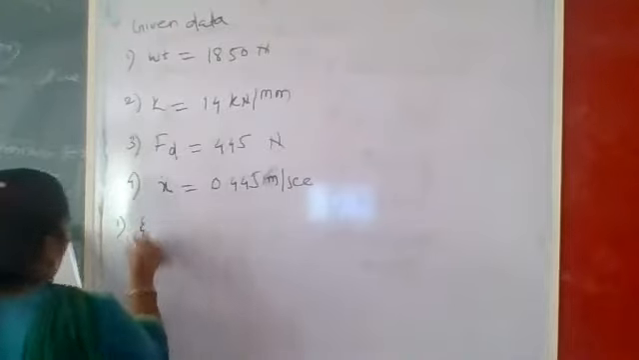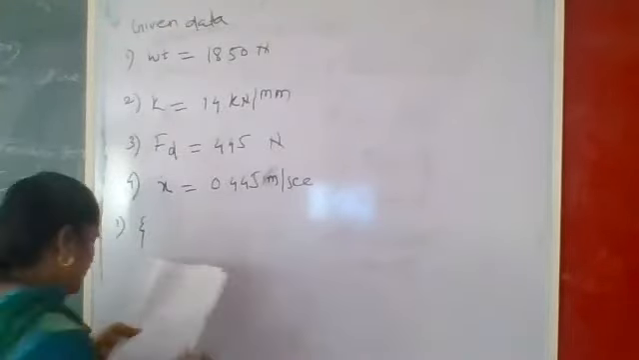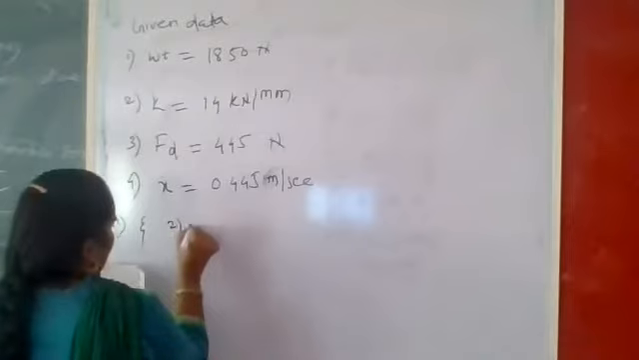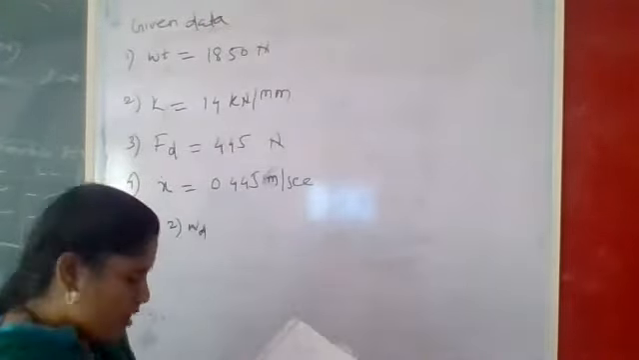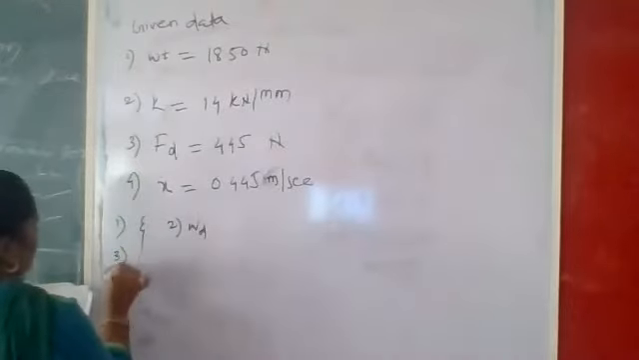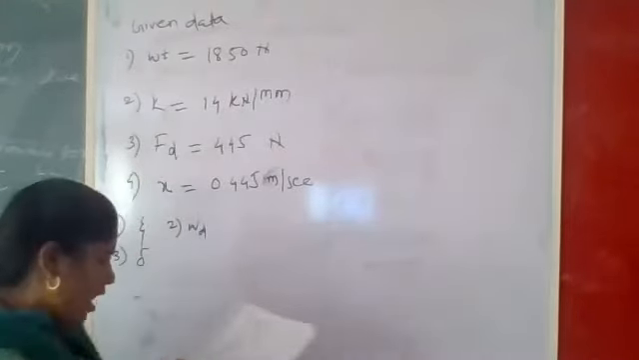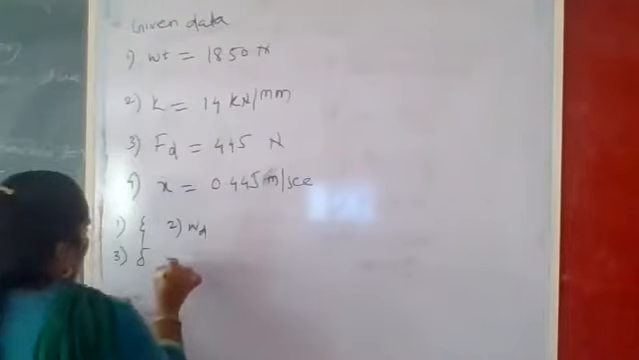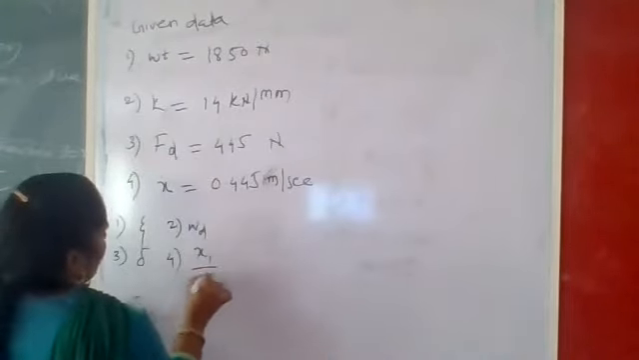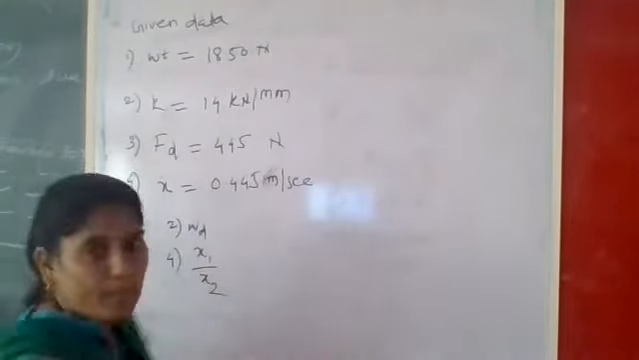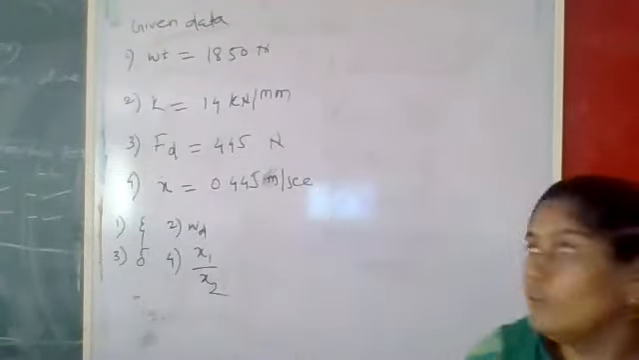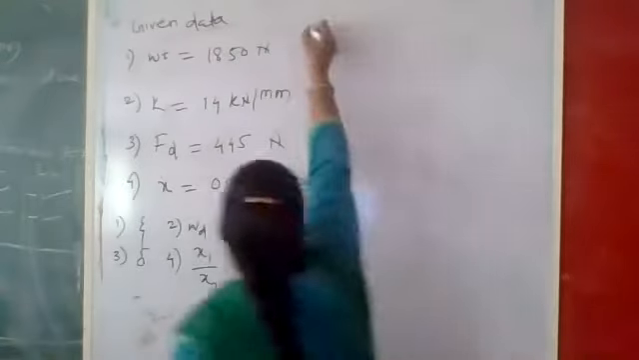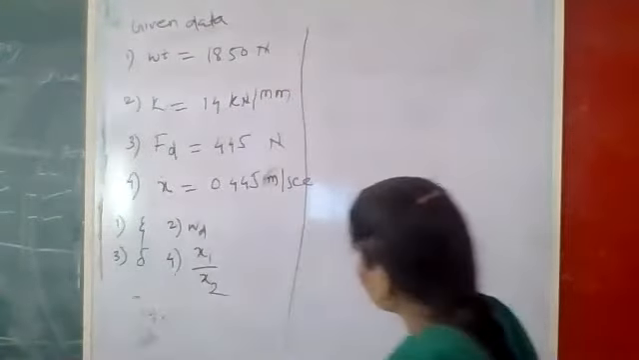Next is what we have to calculate. First, we have to calculate the damping ratio zeta. Second is the damped natural frequency, omega d. Third is the logarithmic decrement, delta. And last is x1 by x2, the ratio of two successive amplitudes. So write down this given data. We'll solve the problem one by one.